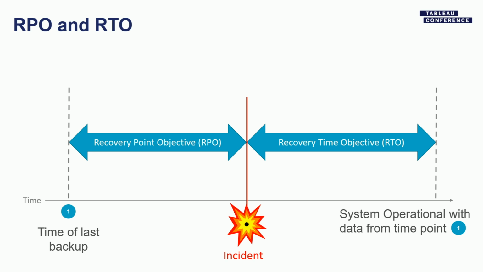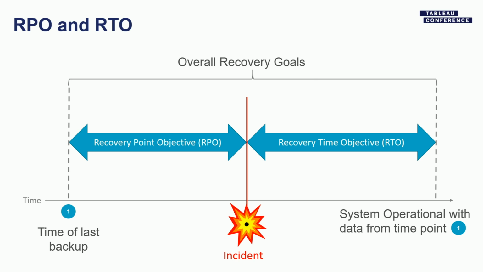And that's from when an incident happens, how long does it take you to get up and running again with the data snapshotted to the point where you took your last backup. And so generally, when you talk about disaster recovery goals, it's a combination of both the recovery point objective and the recovery time objective. If you're trying to optimize for disaster recovery, that's where you want to minimize both of these metrics.